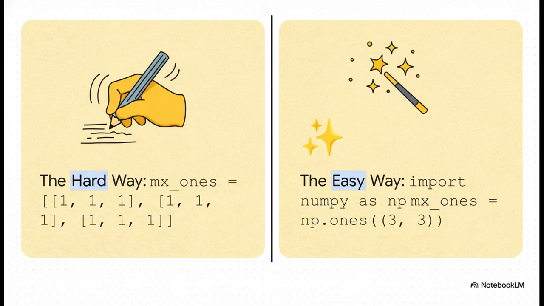Just look at the difference here. On the left, you've got that tedious manual list of lists, and on the right, that's the NumPy way. After a quick import, it's one single readable line of code, np.ones(3, 3). This one command does the exact same thing as all that typing. It's clean, it's clear, and it is so much more powerful.